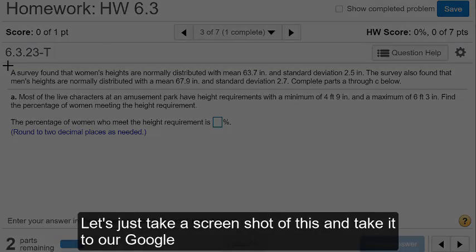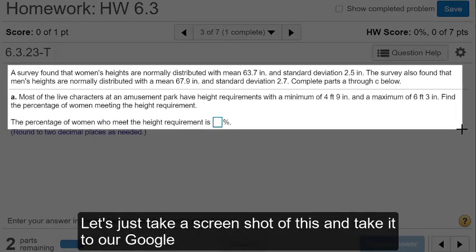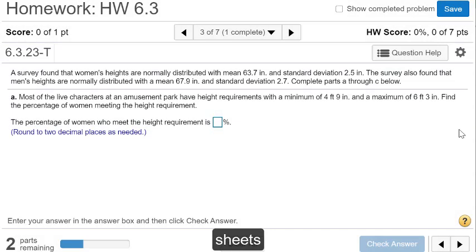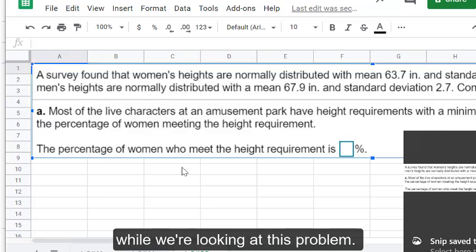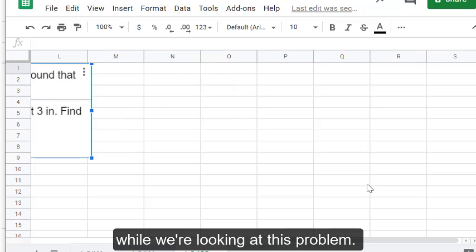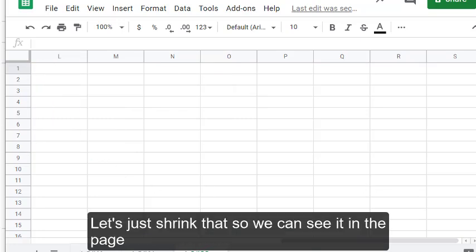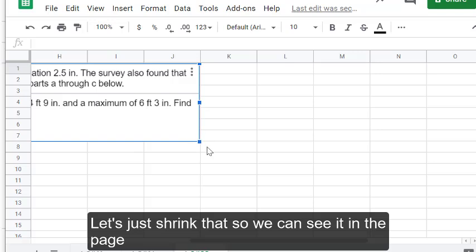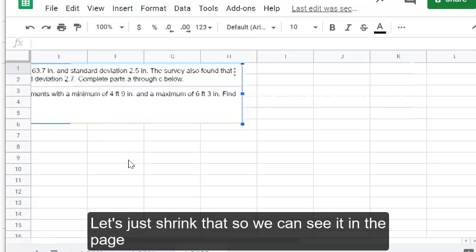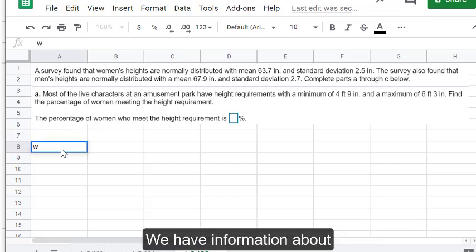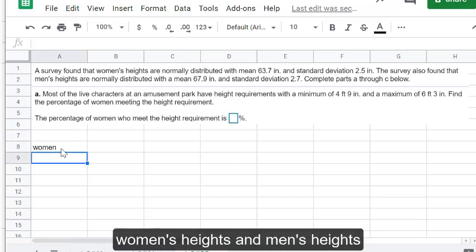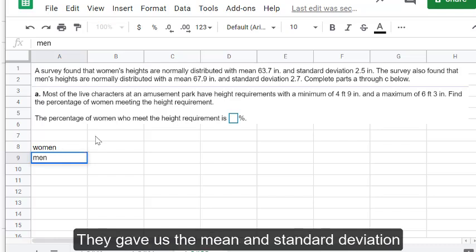Let's just take a screenshot of this and take it to our Google Sheets so that we can do our work while we are looking at this problem. Let's just shrink that so we can see it in a page. And for this, it might be useful to make up a table. We have information about women's heights and men's heights. They gave us the mean and standard deviation.